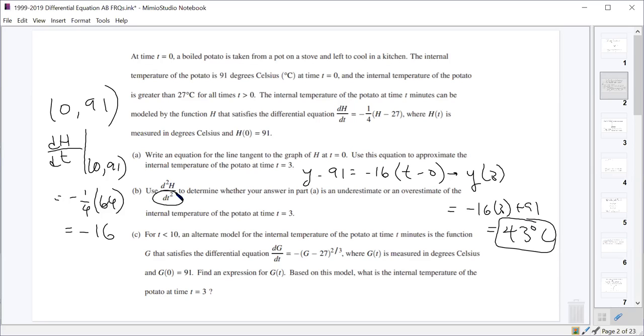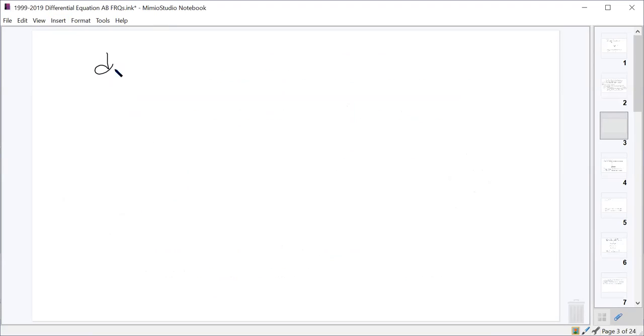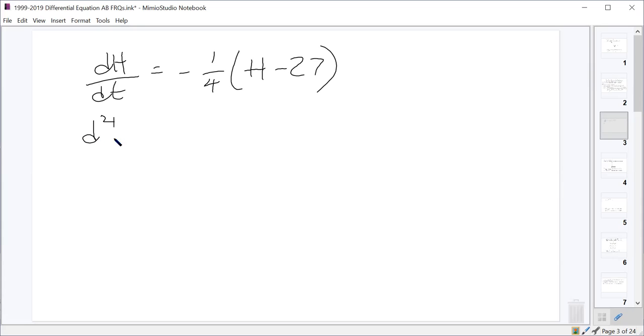With respect to t, the thing in the denominator. We're taking the derivative of dh/dt with respect to t. So we have dh/dt was equal to, oh no, I forgot what it was equal to. Negative 1/4 times h minus 27. Yeah.